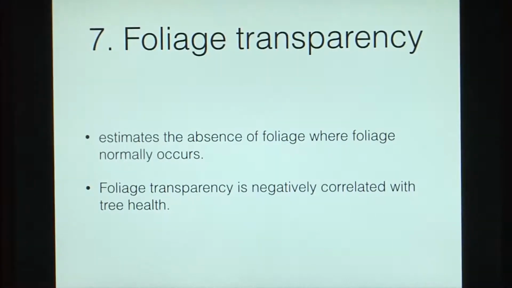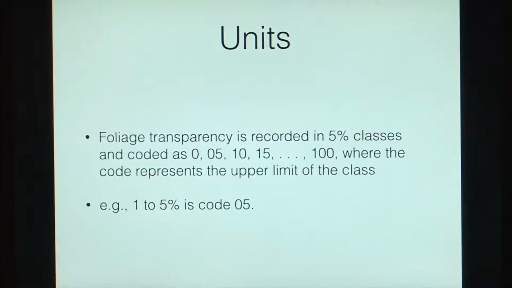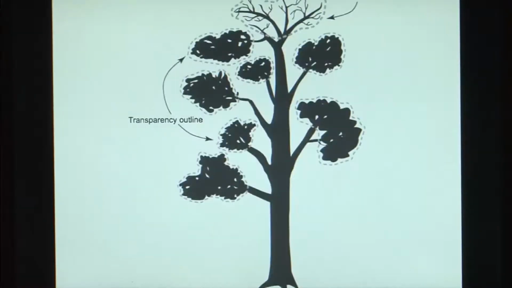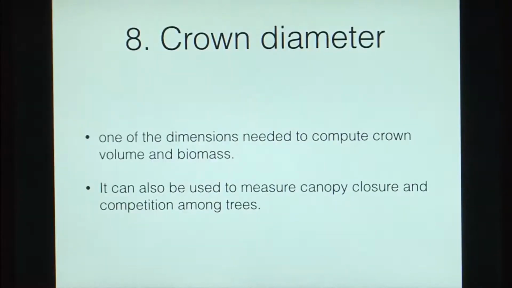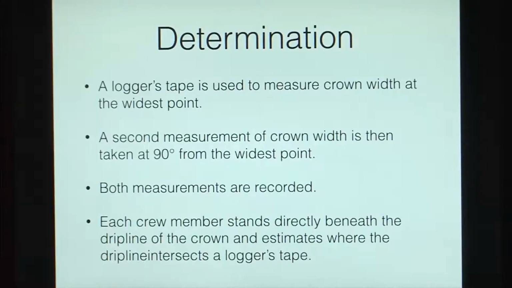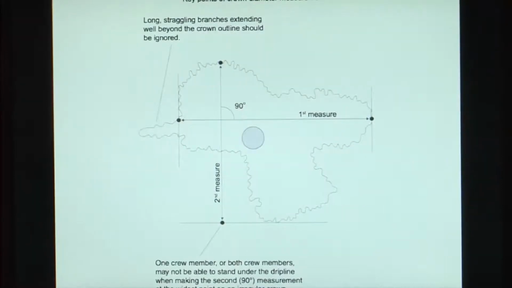If your crown does not have enough foliage, in that case it will appear transparent. All the light that is hitting the crown will be able to pass through, and in that case your tree will not be having enough photosynthesis, and so its health will also be poor. Here also we define it in 5% classes and we use our foliage transparency cards to determine the amount of foliage transparency. Next we also looked at crown diameter. In the case of crown diameter we can take 2 measurements, and with those 2 measurements we can keep both those diameters as the crown diameter values.